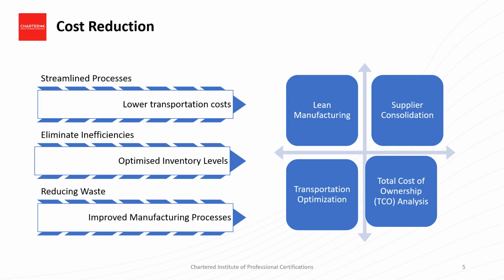A third factor is transportation optimization. Now, transportation costs are frequently a significant component of overall supply chain costs. Transportation optimization thus entails choosing the most cost-effective modes of transportation, optimizing routes, and consolidating shipments. Route optimization software, freight consolidation, and collaborative transportation can all help to reduce transportation costs and increase efficiency.